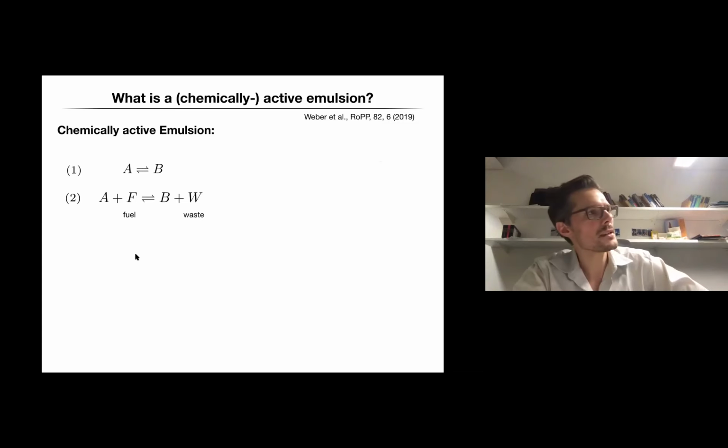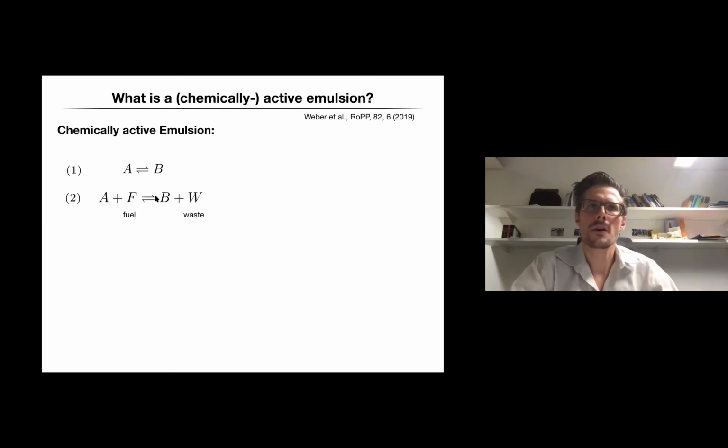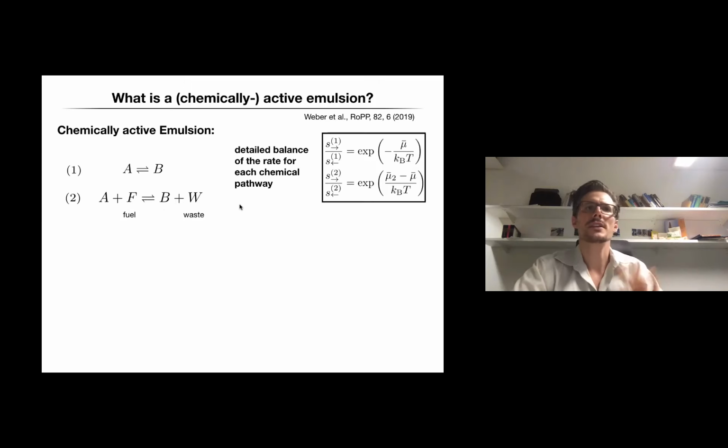Let me illustrate it in an academic way, and later tell you how biology is actually doing it. In addition to this thermodynamic pathway, I add another one where I introduce a fuel and a waste. First of all, this is reversible, so it also looks like a thermodynamic chemical reaction. So I can write down two detailed balance rate relationships of this kind, for the first pathway and for the second pathway. The only difference with the second pathway is that I have a new chemical potential, which is simply the difference between the fuel and the waste.